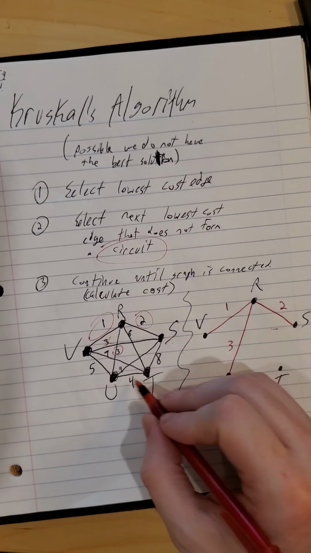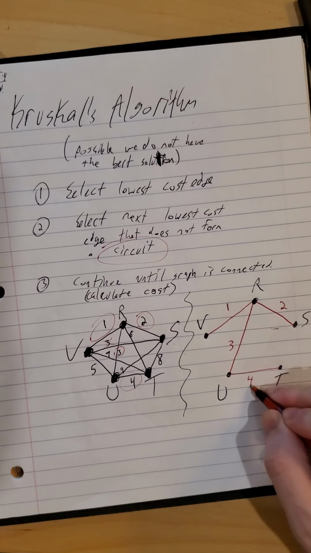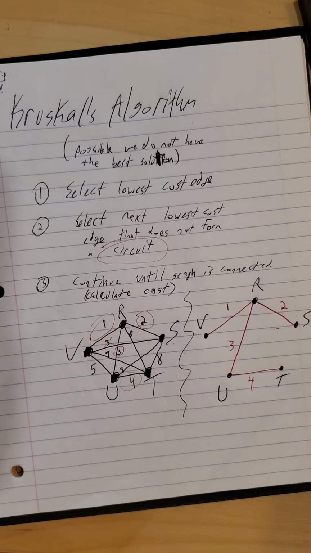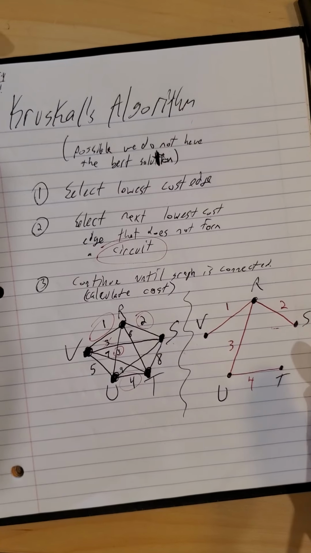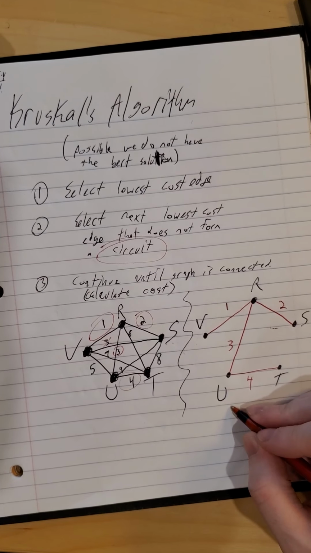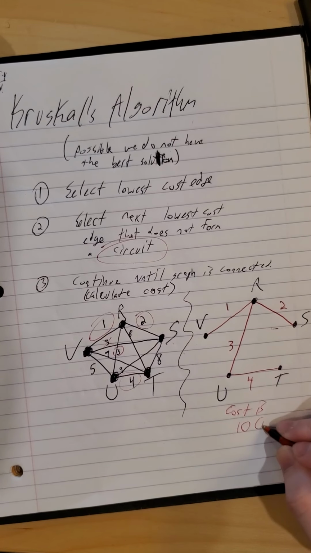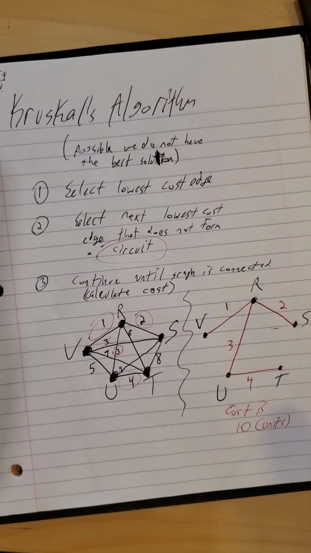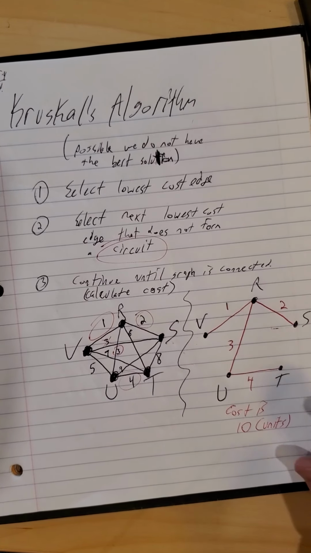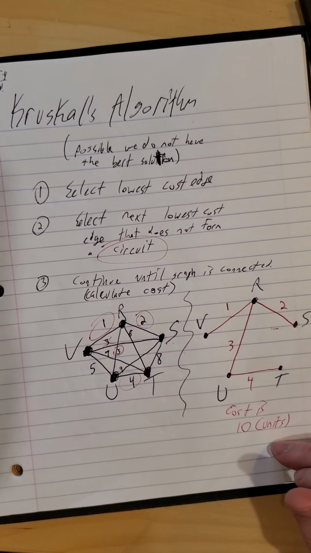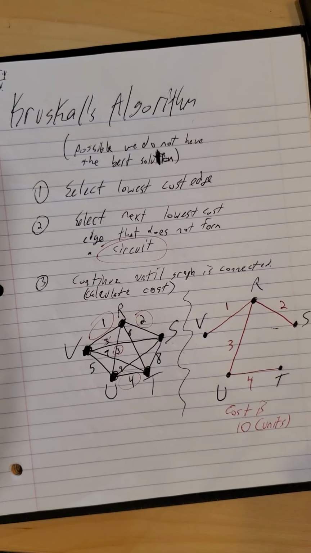Cost of 4 looks like U and T. And that's enough for us to be connected. We now have a connected graph. So this one has a cost of 10, whatever we're counting. Whether it be dollars, miles, seconds, whatever it was, this is the lowest cost to connect this graph, at least according to Kruskal's algorithm.